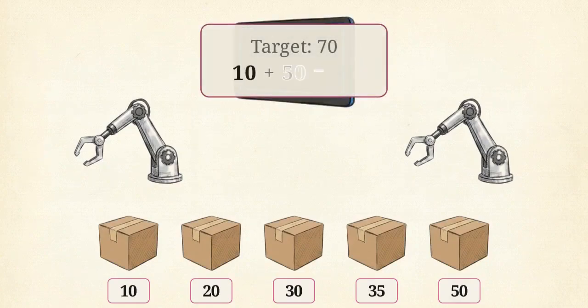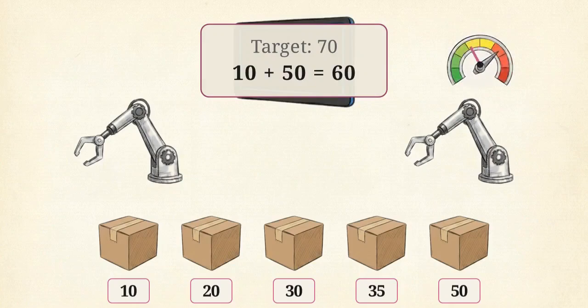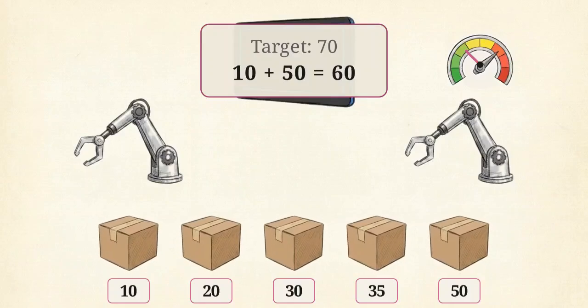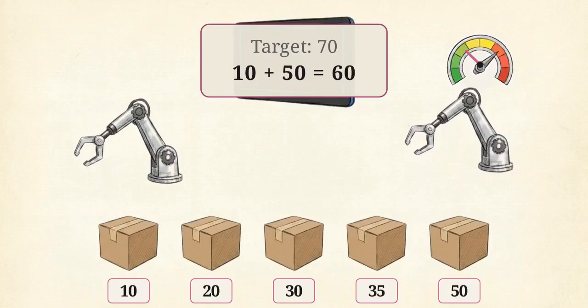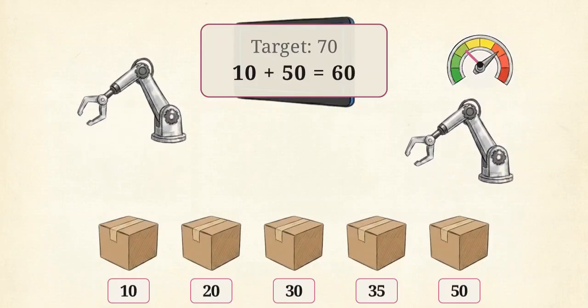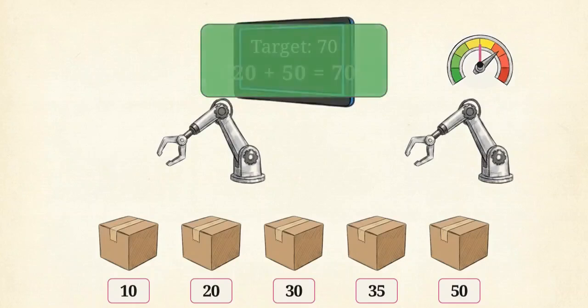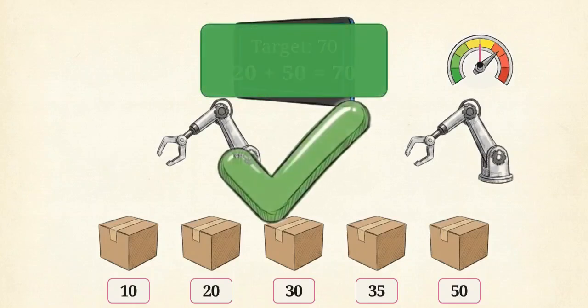First, we add the 2 outer boxes together. Our screen shows 10 plus 50 equals 60. Since our target is 70, our current total is too small. Because the boxes are sorted, we know exactly how to fix this. The right arm is already on the heaviest box available, so to increase our total, the left arm must step up to the next heaviest box. Now we run the math again. 20 plus 50 equals 70. The board flashes green, and we have our match in just 2 steps.